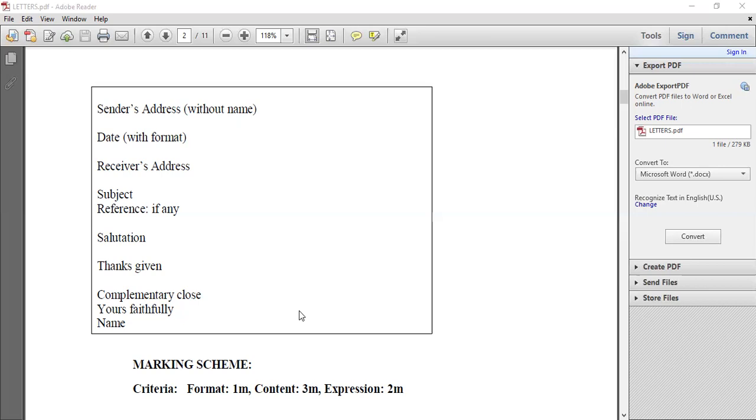For an example, the principal, the manager, the secretary, the president. You understand that? So likewise, we need to write the receiver's address with the proper definite article. Then after completing your receiver's address, you can go for the subject. Subject is like one sentence, or you can go for two sentences.